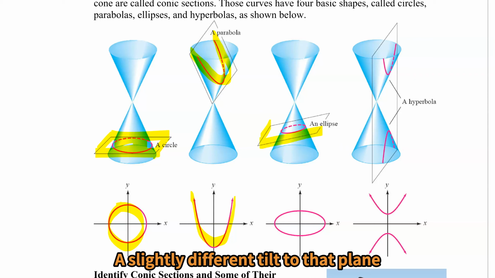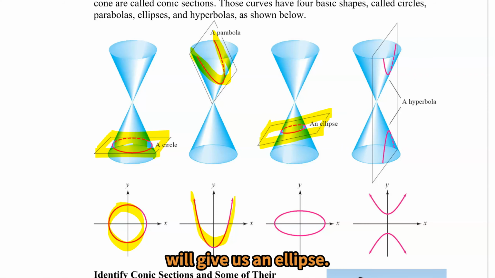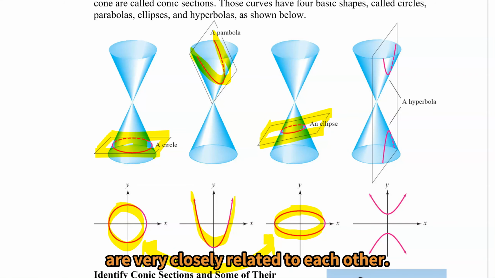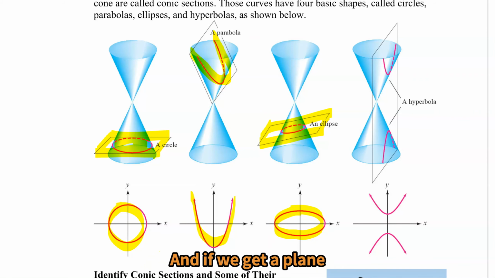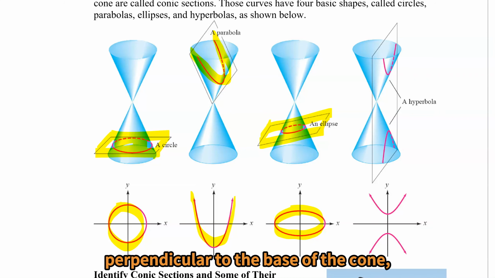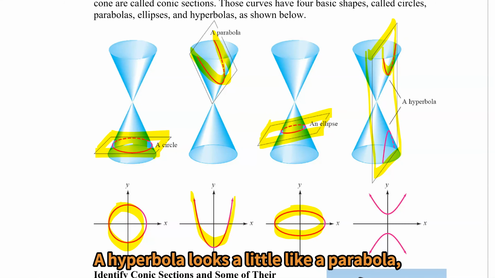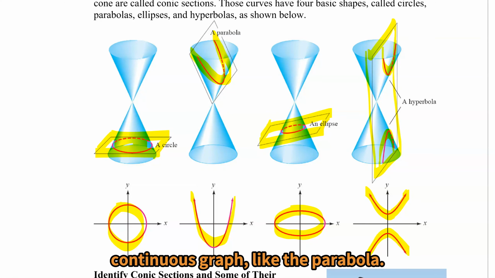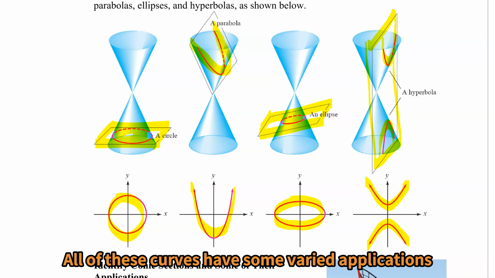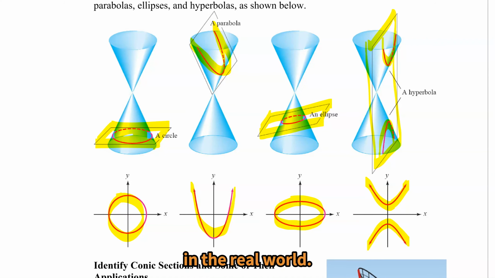A slightly different tilt to that plane will give us an ellipse, and circles and ellipses are very closely related to each other. A circle is just a special form of an ellipse. And if we get a plane perpendicular to the base of the cone, we get a hyperbola. A hyperbola looks a little like a parabola, except it's two branches instead of just one continuous graph like the parabola. All of these curves have some varied applications in the real world.